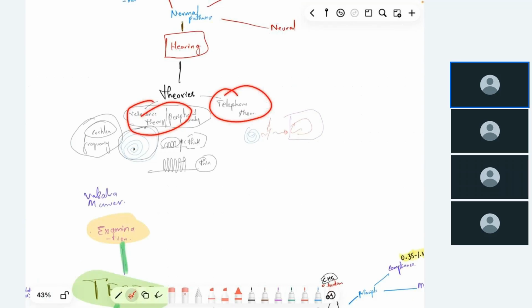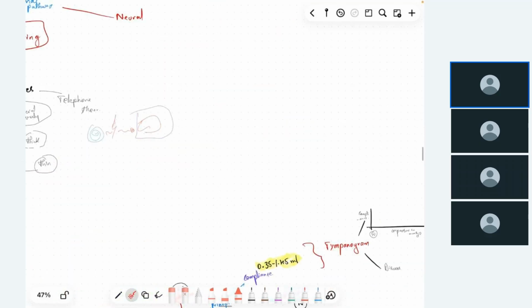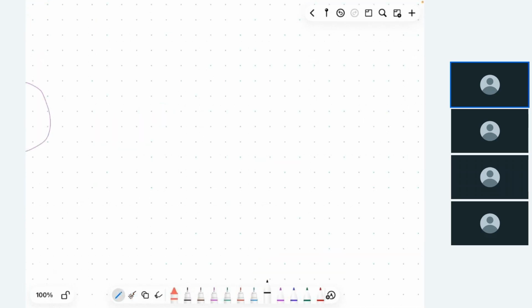Next, we have traveling wave theory, or the theory of von Békésy. It is presently the most accepted theory. These other theories are not widely accepted in today's world. Today, the widely accepted theory is traveling wave theory. What is traveling wave theory?